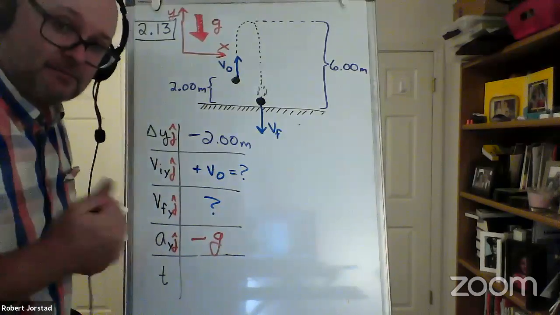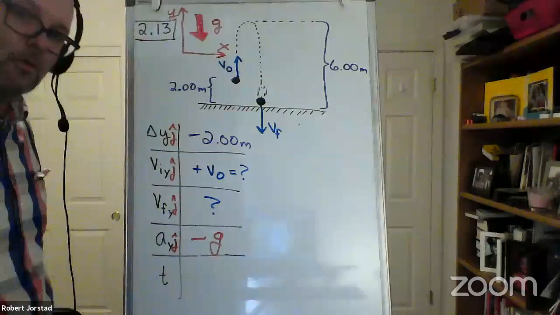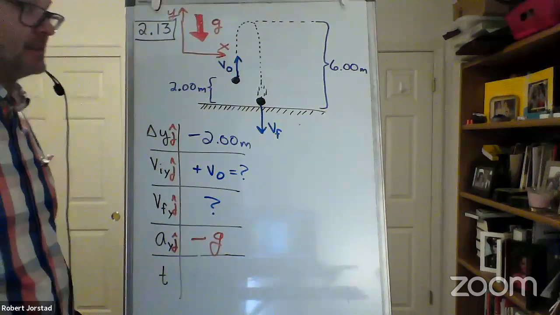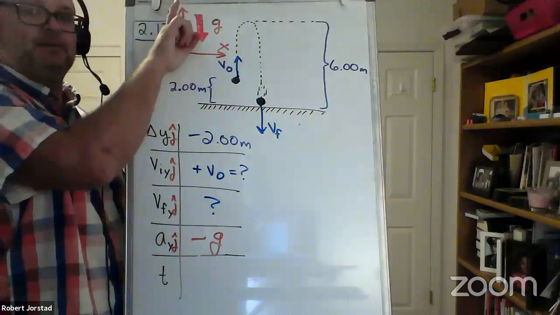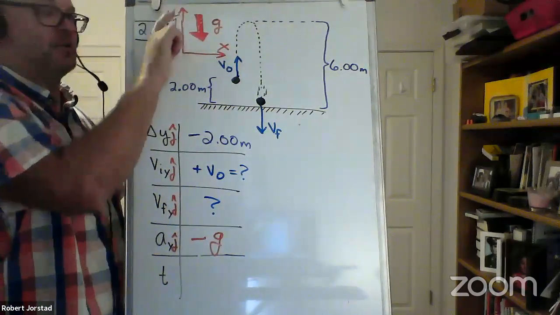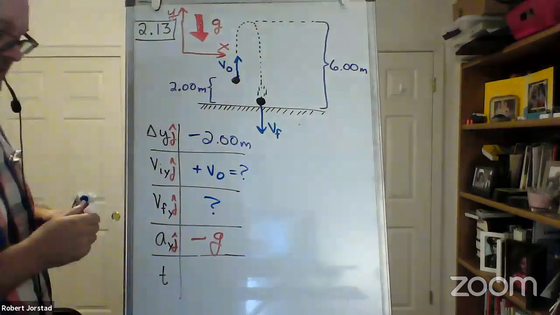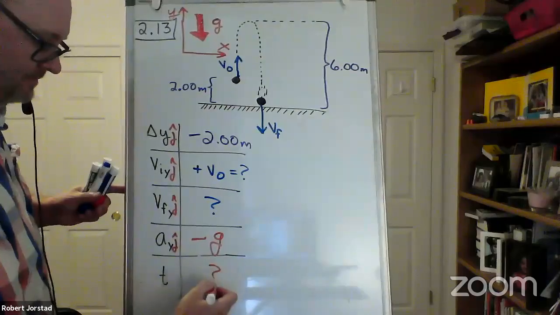Oh, go ahead. Wouldn't it be positive G on the way down? No. No. Gravity pulls you down. And in this problem, we said up is up. So now what will change is this. Okay, hold on. Just give me a second. Do you agree we don't know the time? Yeah. Okay.